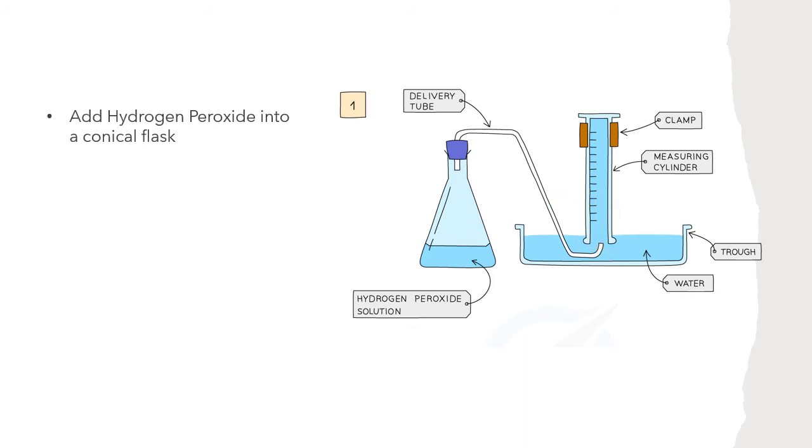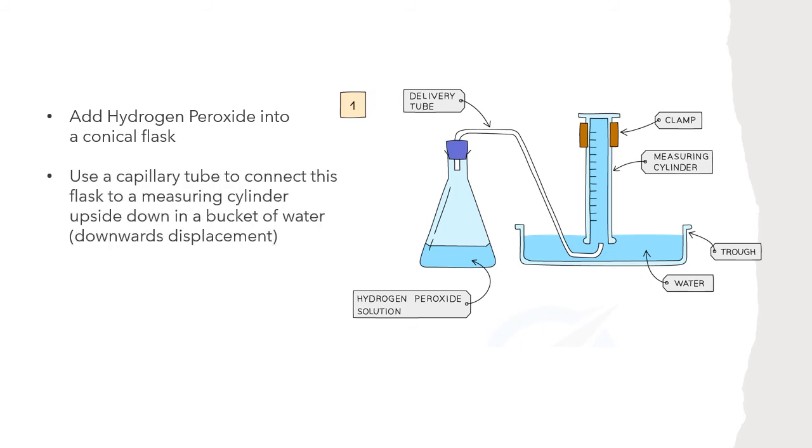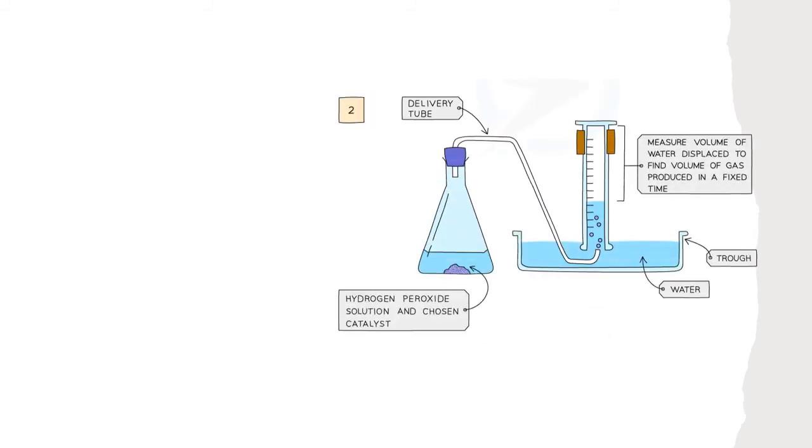Okay. We add hydrogen peroxide into a conical flask, use a capillary tube, ini saya sebut dah tadi. Okay. Lepas tu kita akan masukkan a chosen catalyst, any catalyst lah. Okay. For example, here manganese 4 oxide. Kita masukkan dalam conical flask yang ada hydrogen peroxide tadi, and kita akan tutup dia punya conical flask ni.